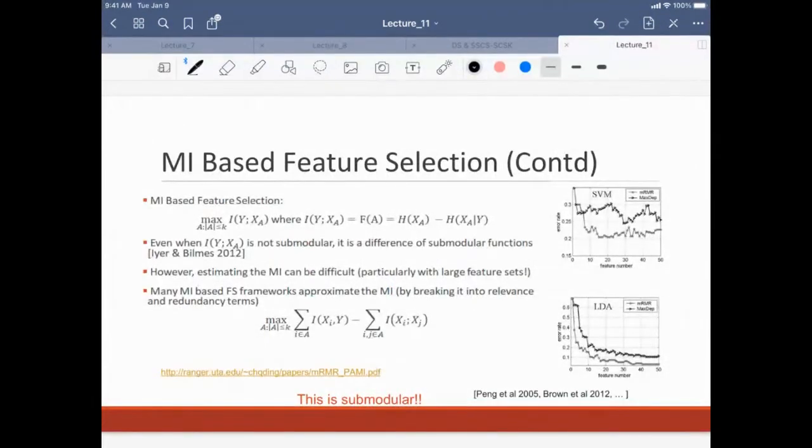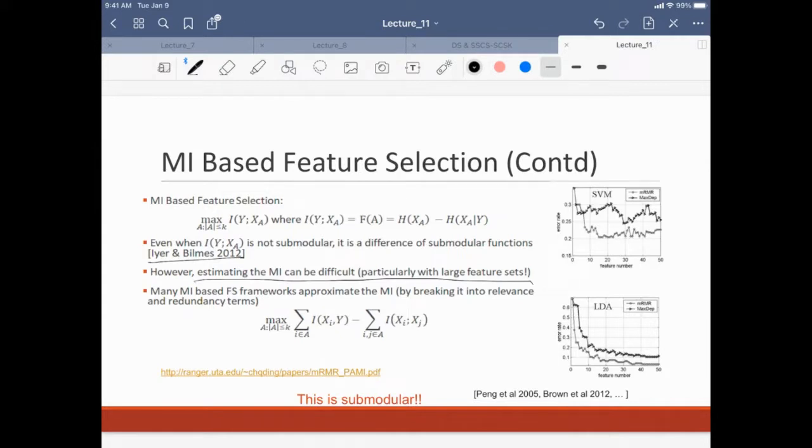But it turns out that the naive Bayes assumption can be very limiting. Fortunately, it actually turns out to be a difference of submodular functions. So this is something we showed in our 2012 paper. But the problem with this entire framework is that actually estimating the mutual information can be difficult, particularly for large feature sets.